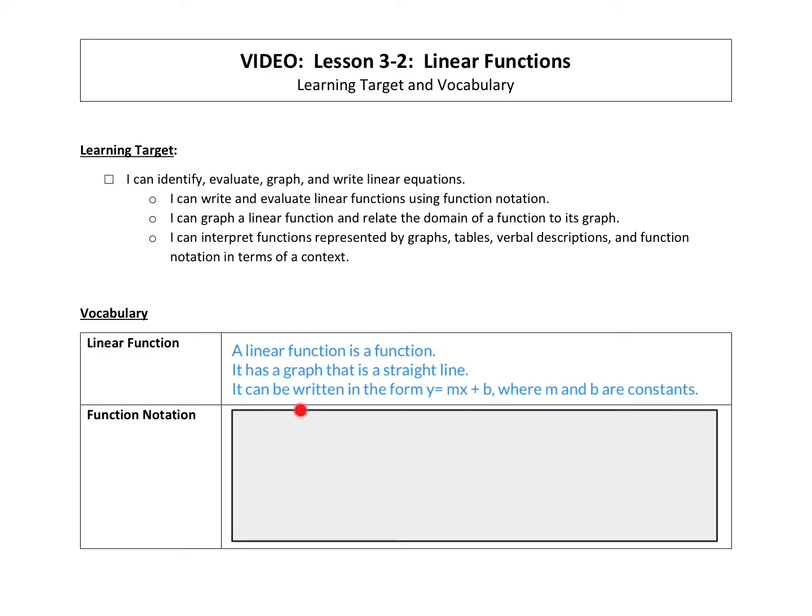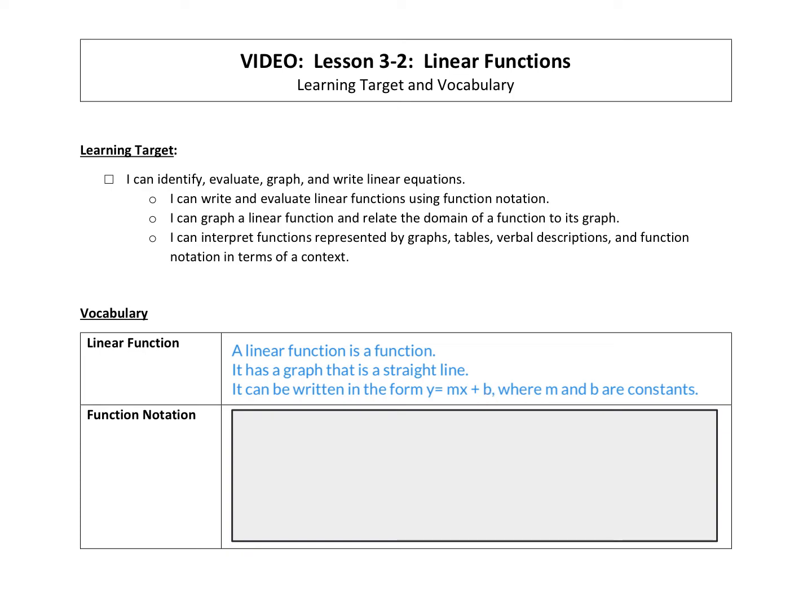Linear functions can be written in the form y equals mx plus b. That's our slope-intercept form that we know, where m and b are constants. Constants just means it's a number that doesn't change, like your slope doesn't change, your y-intercept doesn't change.